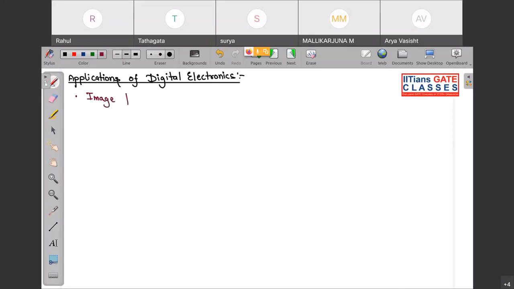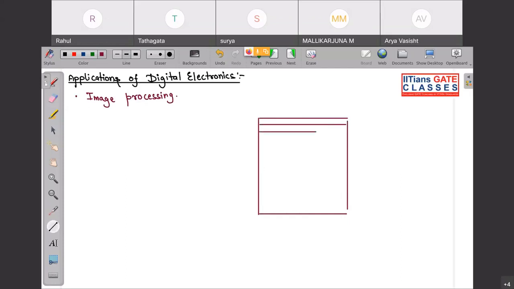Like image processing. These days a lot of you use image processing tools. Basically, any image you take, you have pixels. Any pixels basically have different brightness, contrast. So by using different filters, you are actually manipulating the values of each of these pixels that you have. So digital electronics or digital circuits, the simplest thing is image processing.